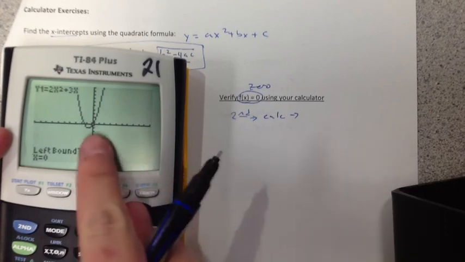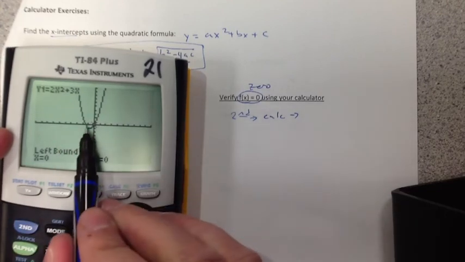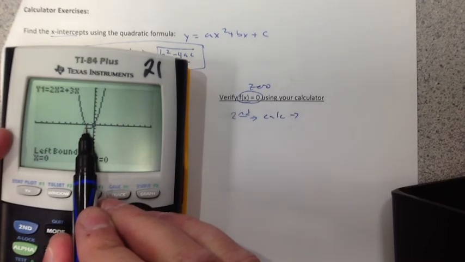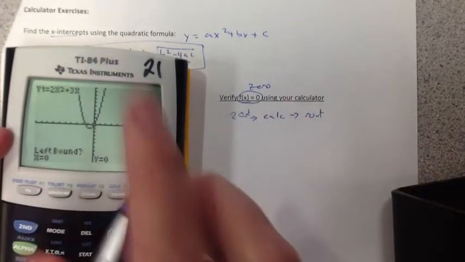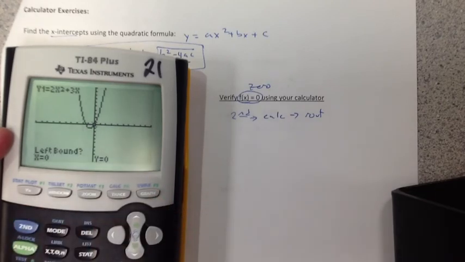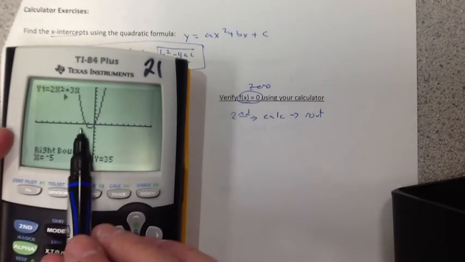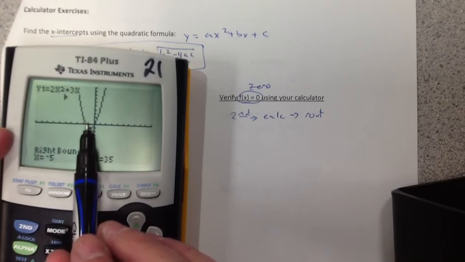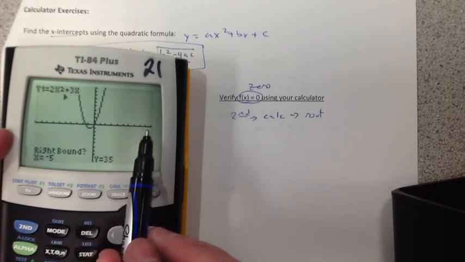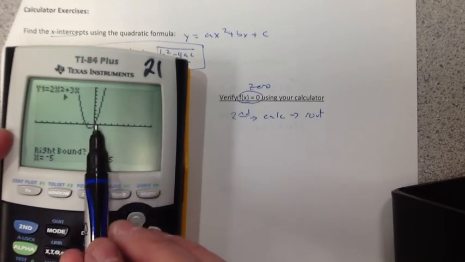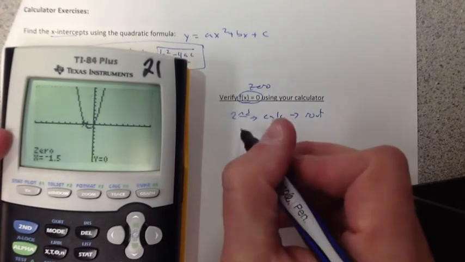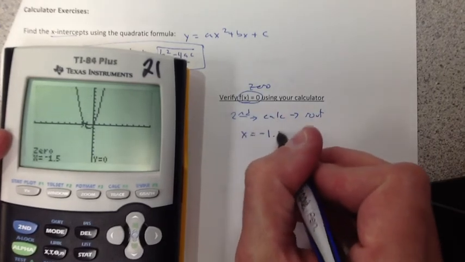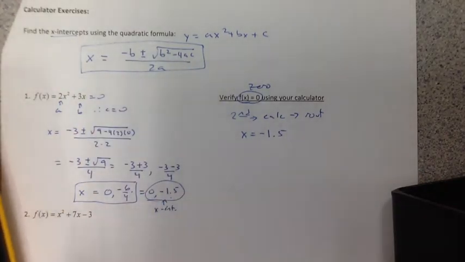Now it says left bound, right bound. So if I want to pick this one, I'm going to pick an x value that I know is to the left of this. So it looks like it might be like negative 5. Now I need to pick a number that I know is to the right of this. However, be careful, I can't pick like 4 or 5 or 6 positive because I don't want to interfere with this root. So I might pick negative 1. And then just guess. I hit enter. It gives me negative 1.5, which was one of our answers.